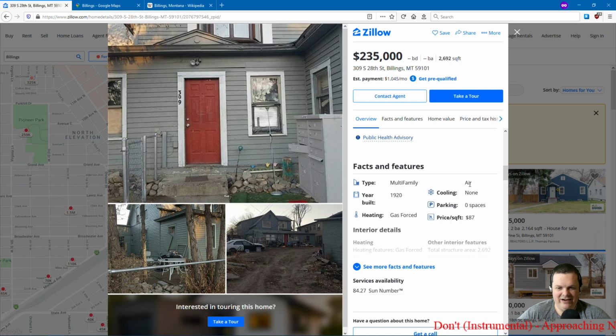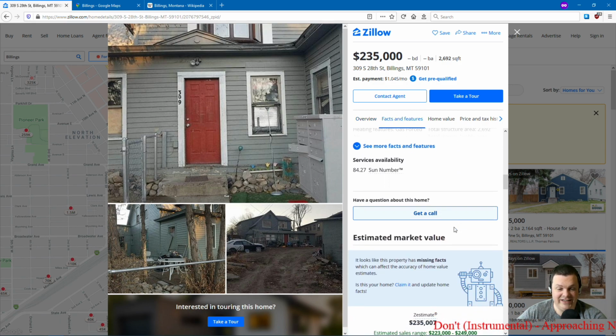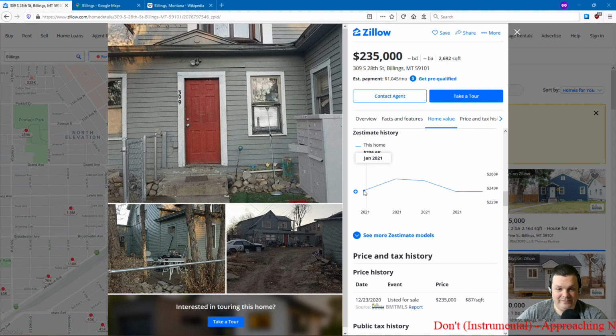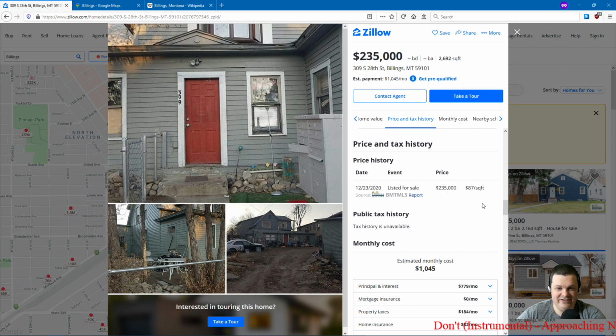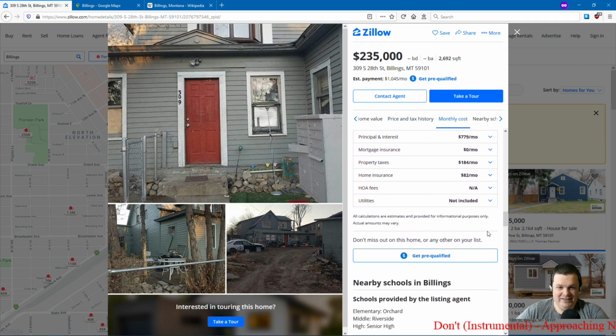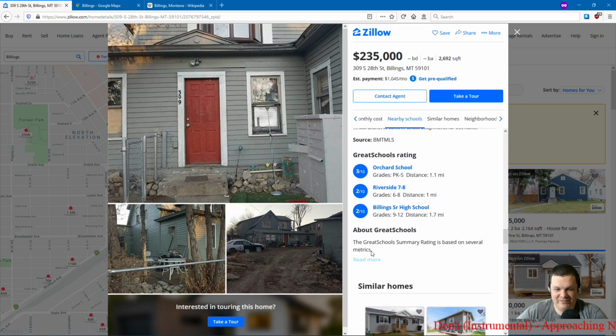Okay. Air none. Confusing information there. Gas forced air heating. No cooling. That's what that's saying. No parking, apparently. $87 per square foot suggests that it's really, really big. How many units are in it? Okay, it doesn't have much of a price history there. No HOA fees. Hey, what do you know? Worst, Billings has terrible schools.